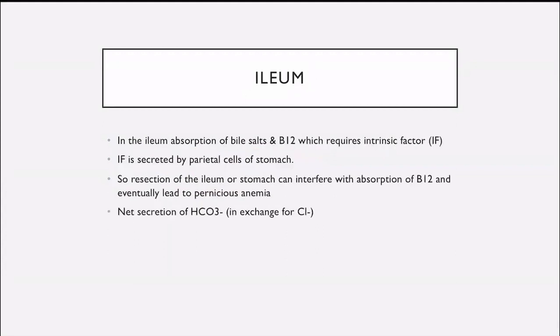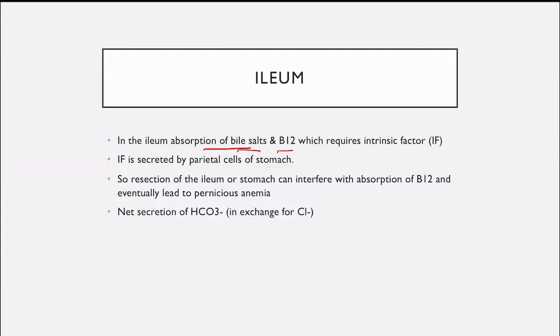Then you have the ileum. In the ileum, absorption of bile salts and B12, which requires intrinsic factor. So basically, you have absorption of bile salts and vitamin B12, and vitamin B12 especially requires intrinsic factor. Intrinsic factor is secreted by the parietal cells of the stomach. So if you resect the stomach out of the body, you're not going to have any secretion of intrinsic factor.